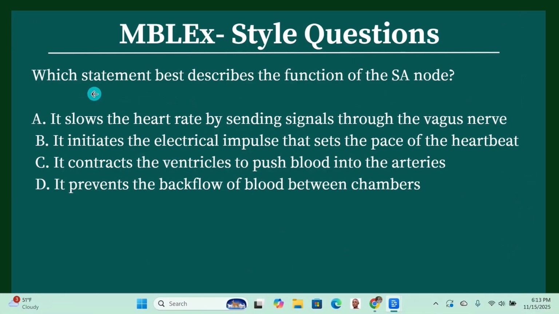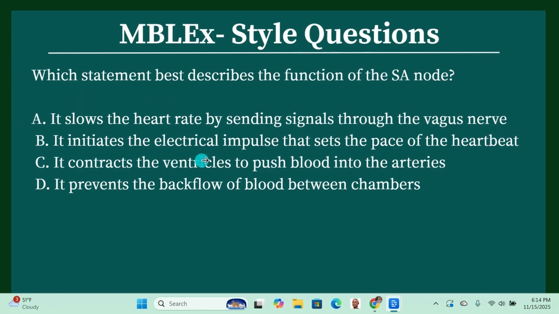And now let's do some MBLEx style questions to dial in this information and to know what to expect on the MBLEx. Which statement best describes the function of the SA sinoatrial node? What does it do? A, it slows the heart rate by sending signals through the vagus nerve.